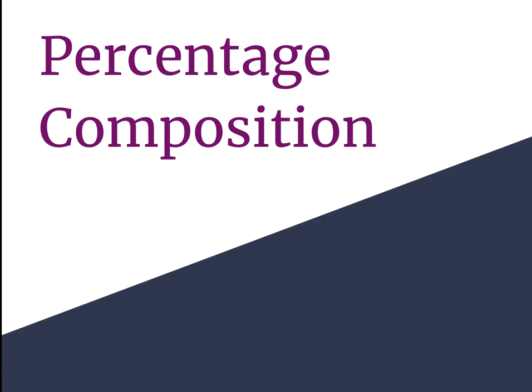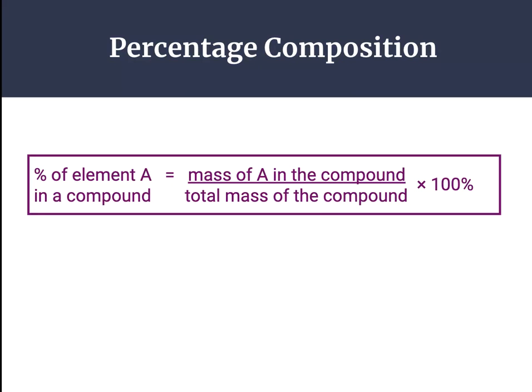Today we're going to look at how to calculate the percentage composition of a compound. We can do this using this formula. The percent of a certain element in a compound is going to equal the mass of that element in the compound over the total mass of the compound times 100%. So really like you would calculate any percentage.